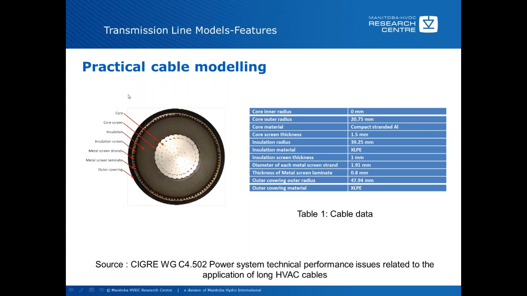So in this example, the core is a conducting layer and it consists of strands, and the core screen is a semiconducting layer, and this is the main insulation XLPE, and then the insulation screen is again a semiconducting layer, and we have metal screen strands and also metal screen laminate. These are conducting layers, and the outer covering is again an insulation.